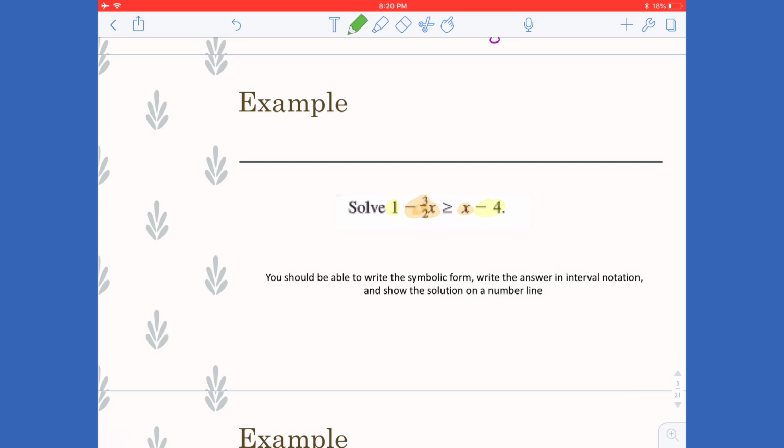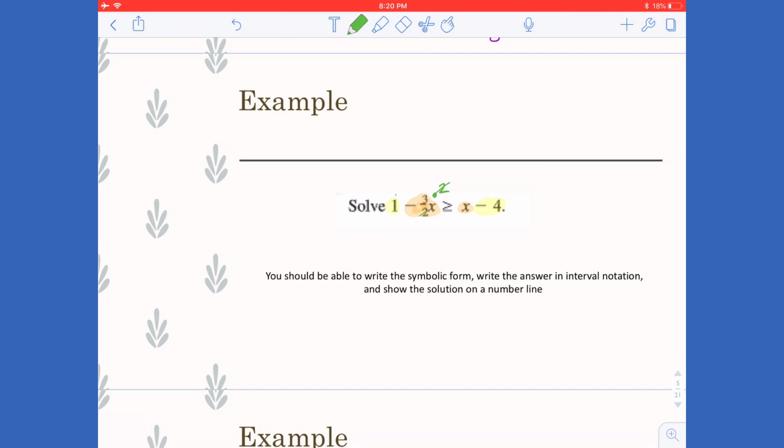Remember, I've taught you a process of multiplying out your denominators. If I multiply this by 2, the 2 in the denominator cancels out, but then that means every single term needs to get multiplied by 2. So 1 times 2 is 2, minus the 3x is greater than or equal to 2x, and then minus 8. Again, that's because I've been multiplying every term by 2.